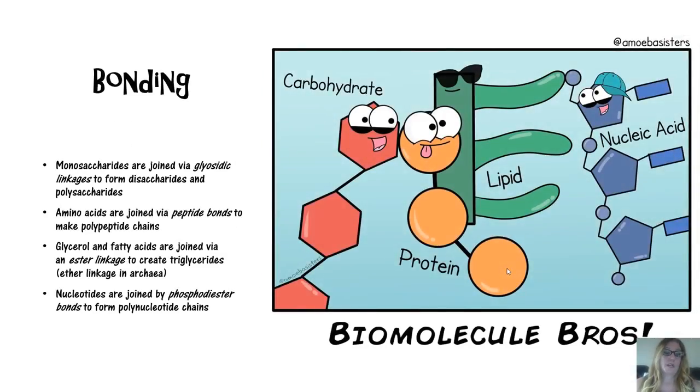Okay. So it's important to know what types of bonds form these very important molecules that we depend on. Our monosaccharides are joined via a glycosidic linkage or a glycosidic bond. Amino acids join via peptide bonds. Glycerol and fatty acids are joined, as hopefully you know from our last module, using ester linkages or ester bonds, except in the archaea, which use ether bonds instead. And this is true for phospholipids as well as the triglycerides.